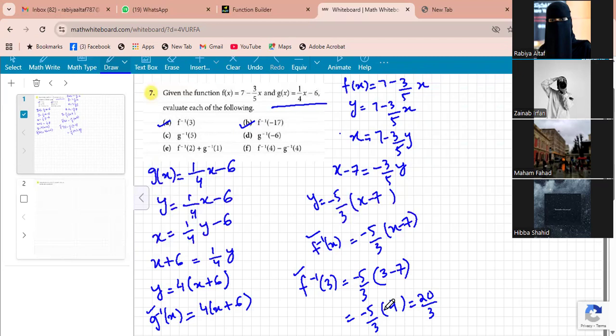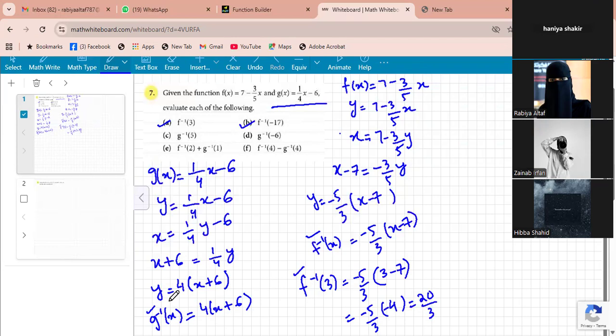Then part C is g inverse of 5. In this function of g, you need to put 5 at the place of x and then you need to find your final answer. Yes, what will be g inverse of 5?